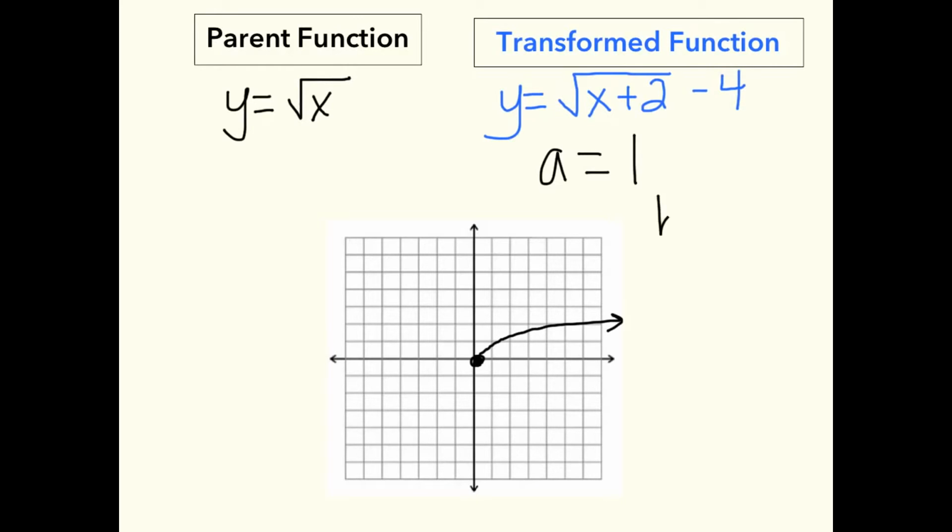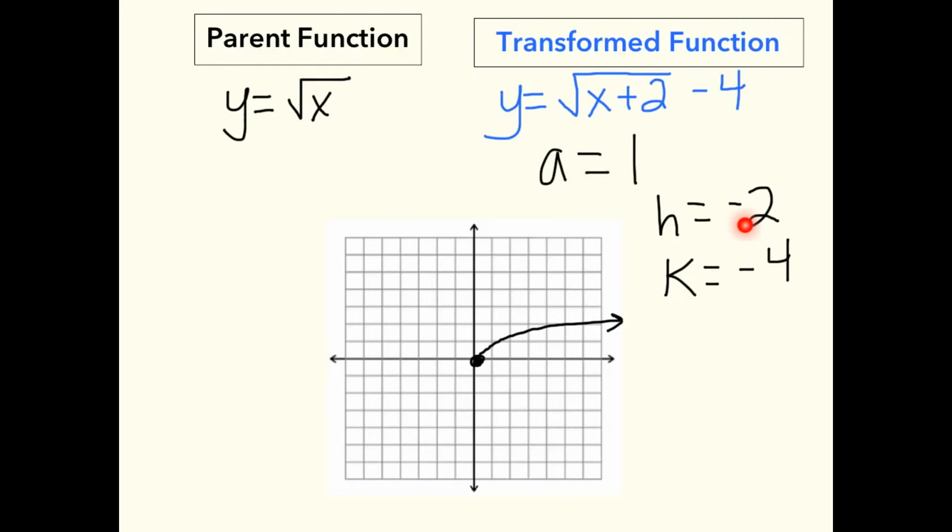Our h is the number with the x, and it's a plus 2. And remember, we change the sign of our h, so it becomes negative 2. And then our k is the number at the very end, negative 4. Keep the sign of your k, so it's still negative 4. That means that it's not stretched, compressed, or reflected.